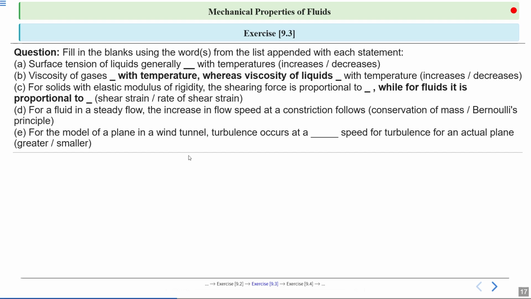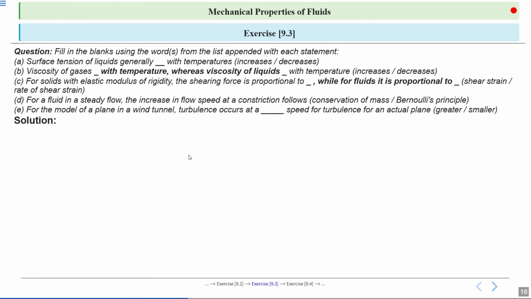D. For a fluid in a steady flow, the increase in flow speed at a constriction follows conservation of mass or Bernoulli's principle. For the model of a plane in a wind tunnel, turbulence occurs at a dash speed (greater or smaller) than turbulence for an actual plane. So here you have to find out the answer for the dash. Let's see the solution.